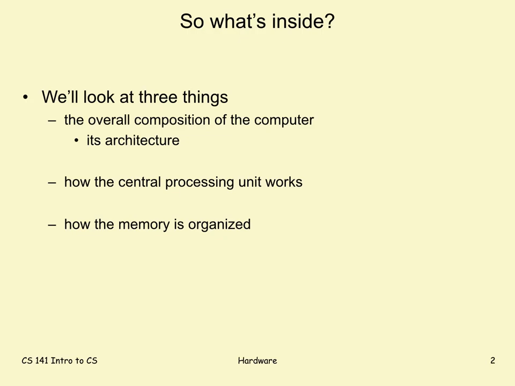So we'll look at three different things. We'll look at how the machine is actually designed, which is known as its architecture. We'll talk a little bit about how the central processing unit works, and then how the memory is organized. And with those three things, we'll have a pretty good idea about how your Java programs are going to execute. In fact, any kind of program.